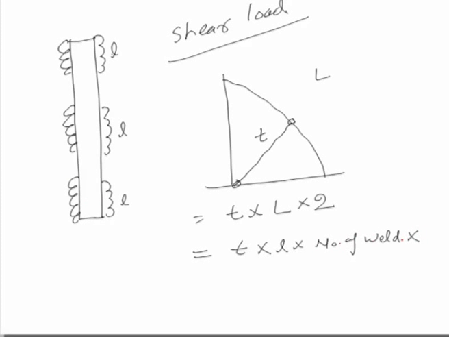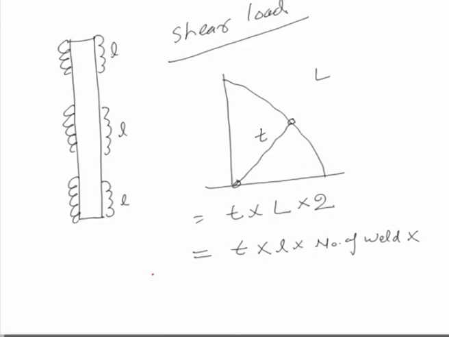In that case the number of welds will be 6 in total, or if there is just one weld of the full length, then L multiplied by 2 for both the sides. So here in that case we will have 3 T into L into 6, because we are having the 6 number of welds each of length L.